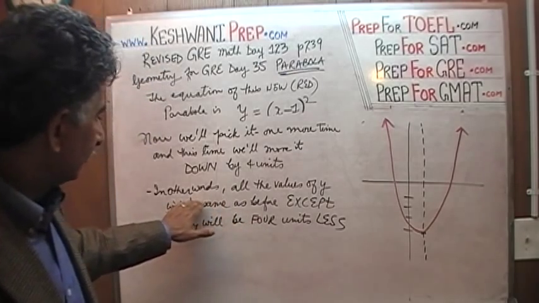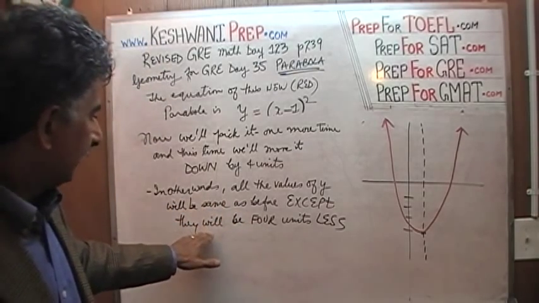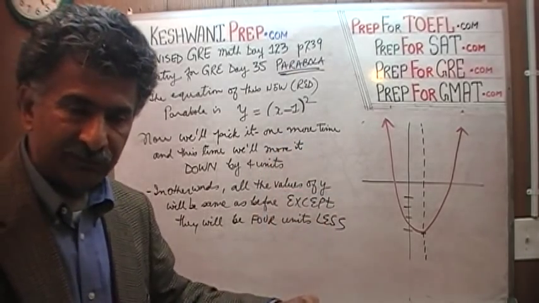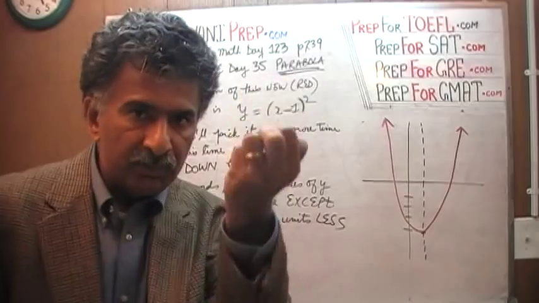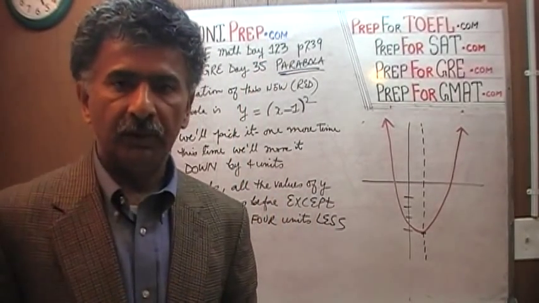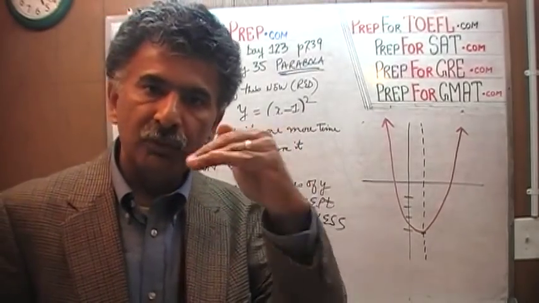All the values of y are going to be the same as before, except they'll be 4 units less. Because we have picked it up and dropped it down 4 units, all the values of y are 4 units less.